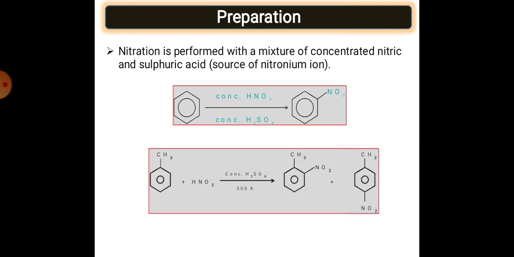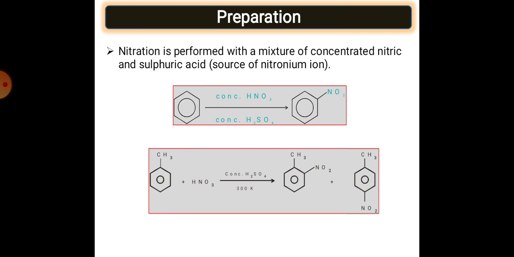Another example: if a derivative of hydrocarbons is there, that is a benzene derivative with a substituent, aromatic benzene with a methyl group, that is methyl benzene, toluene. When toluene is reacted with the same nitrating mixture, that is HNO3 and H2SO4, it results in the formation of two products. One is ortho, the second is para: ortho-nitrotoluene or para-nitrotoluene. So why are these two products obtained?